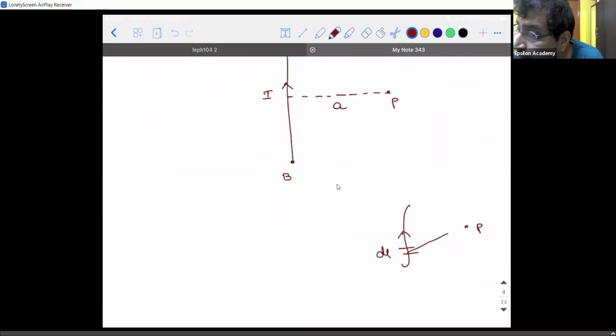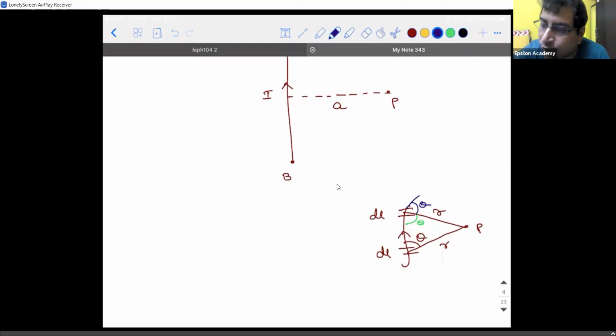If dL is the current carrying element, and I take this as R and this as theta, okay, instead of taking dL at the bottom, if I take dL above the arrow mark, and say this distance is R and this is theta, then when I apply the formula dB equals mu naught by 4 pi into I dL sine theta, do I need to take the blue color as theta or the green color as theta? They both are not of the same value.